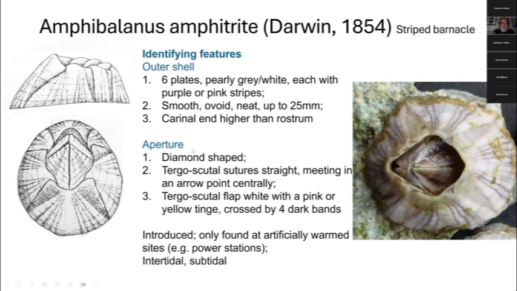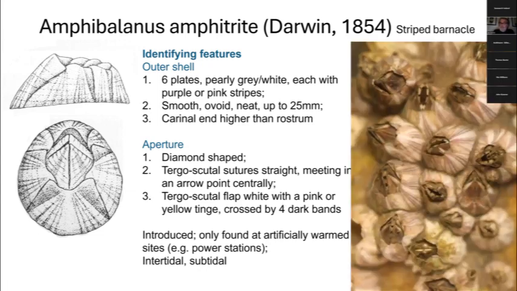It has a diamond-shaped aperture with the tergoscutal sutures sort of arrow-shaped again, like that. You can see here that the tergoscutal flap is white, edged rather fetchingly in pink, and it does have these dark bands across it. One, two, three, four in all these cases. You can see that.